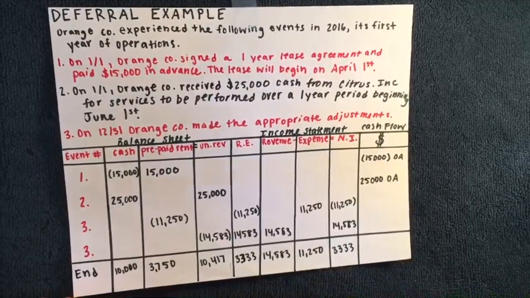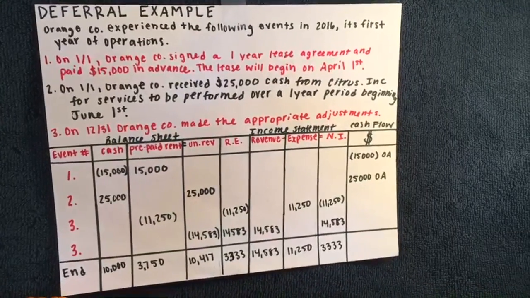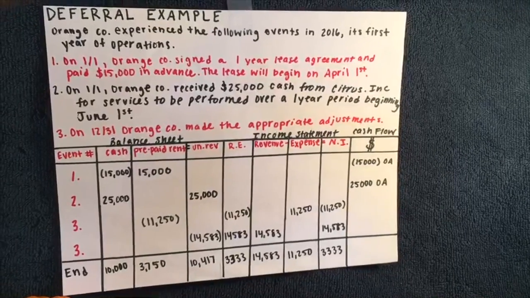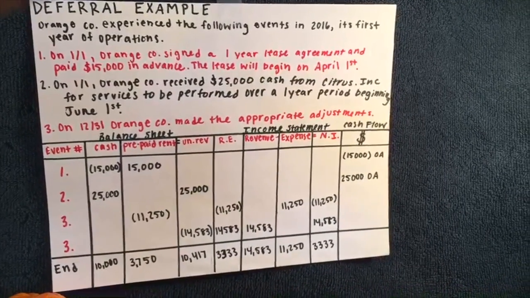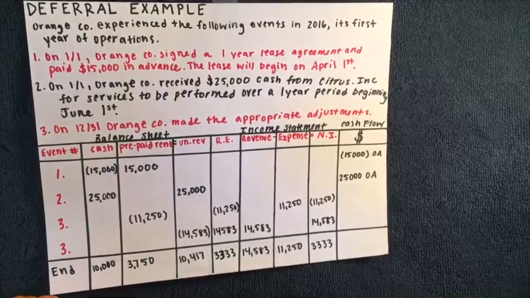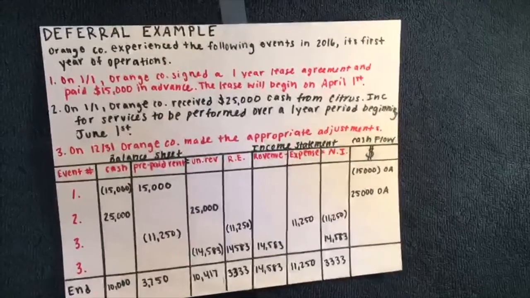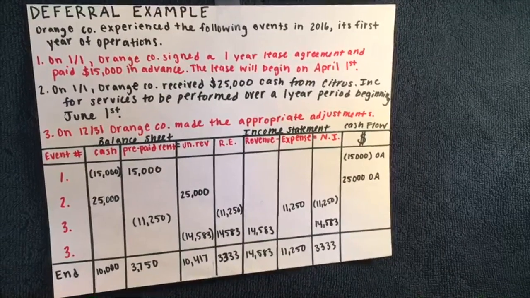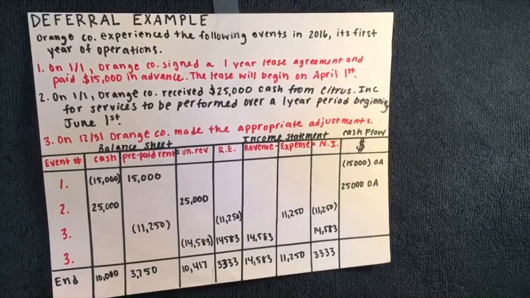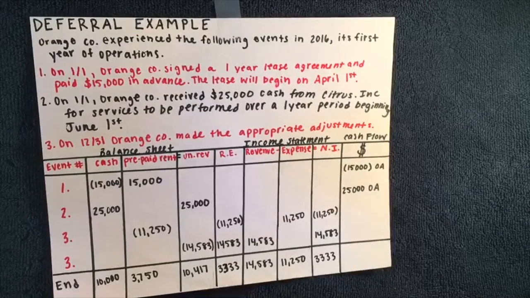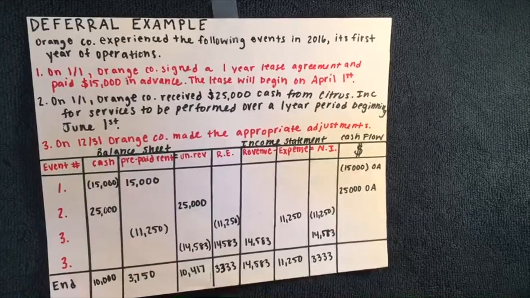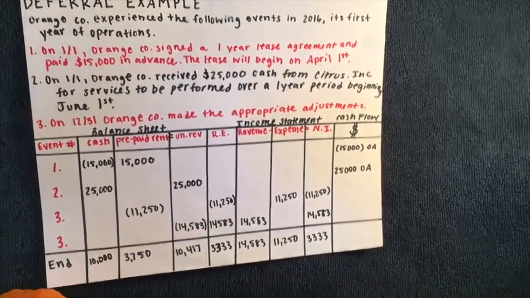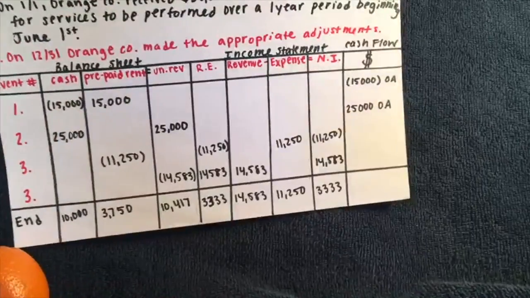In the third event, on December 31st, Orange Co. made the appropriate adjustments. For the first adjustment, Orange Company must recognize that they have used 9 months' worth of their prepaid rent. To calculate this expense, Orange Company must take 9/12 of $15,000, or $11,250, and subtract it from prepaid rent and retained earnings. This is an $11,250 expense, and thus an $11,250 decrease in net income.